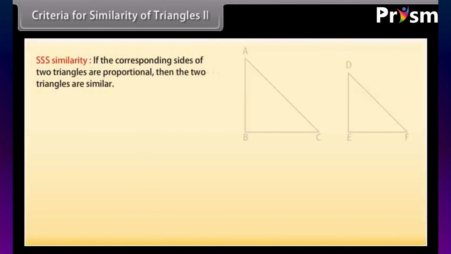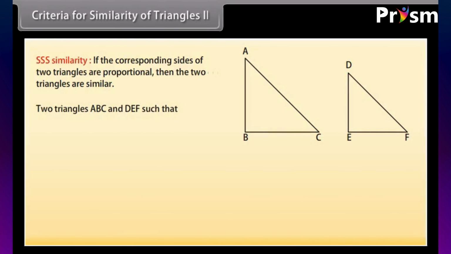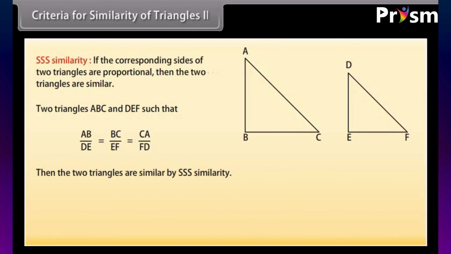Criteria for similarity of triangles. 2. SSS similarity. If the corresponding sides of 2 triangles are proportional, then the 2 triangles are similar. Take 2 triangles ABC and DEF such that AB upon DE is equal to BC upon EF, which equals CA upon FD. Then the 2 triangles are similar by SSS similarity.